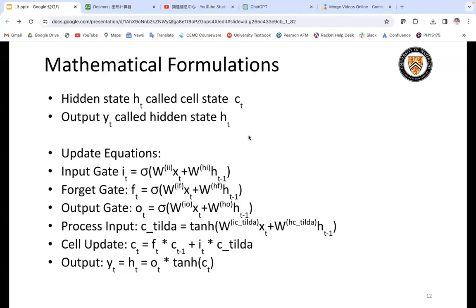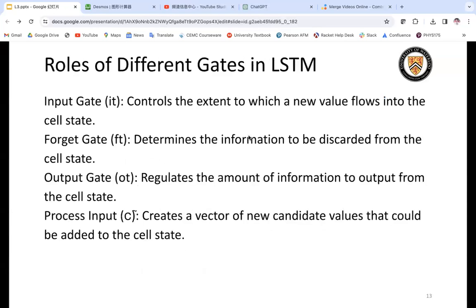Cell update: simply multiply FT by CT-1 and add that to IT multiplied by C tilde. And finally, output YT equals HT, which equals OT multiplied by the hyperbolic tangent of CT. Here, let's look at the roles of the different gates in LSTM.